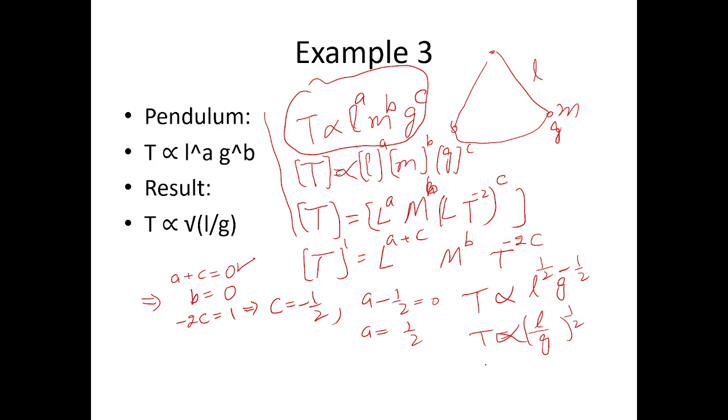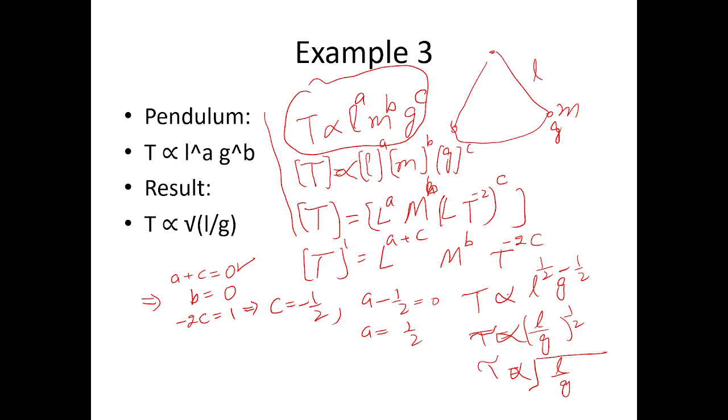That means T is proportional to the square root of L over G. So how do we find the constant?